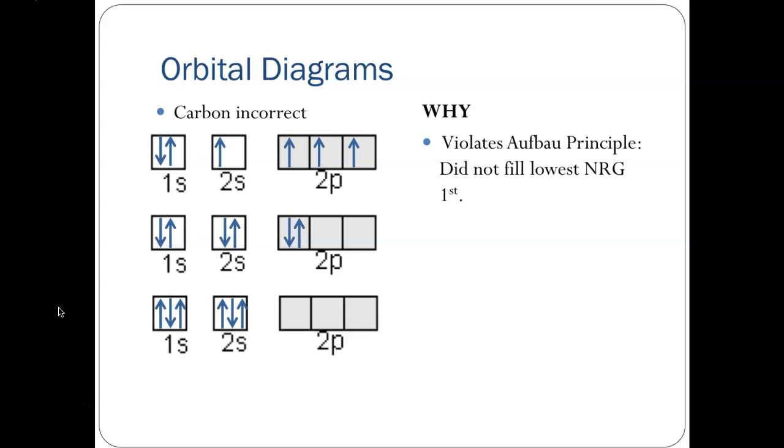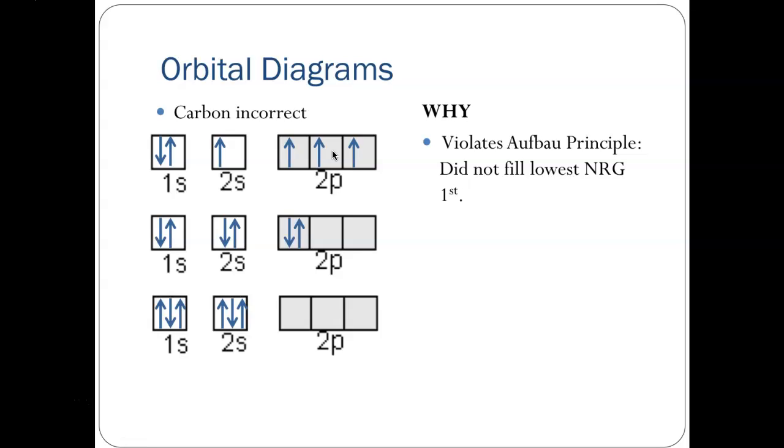Now, if you guessed that it violates the Aufbau principle, you'd be right. And it's because it did not fill the lowest energy level first. Here we went 1s, 2s, and then we skipped filling this energy level to go up to 2p. So this is incorrect because of that rule.